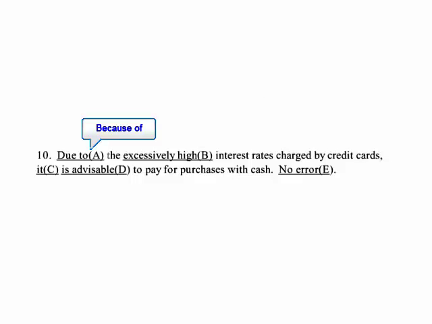You do not confuse due to with because of. Because of is the form of prepositional phrase that you want to use. Don't confuse due to with because of. In this case, the error is using due to in place of because of. So A is the error.